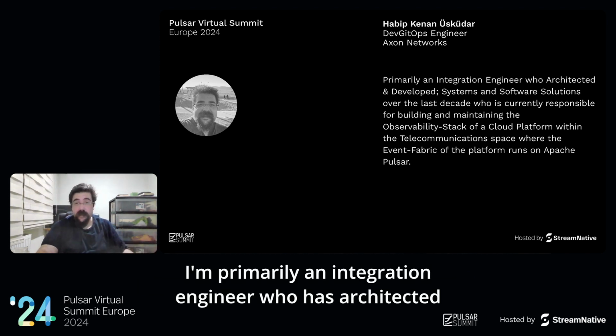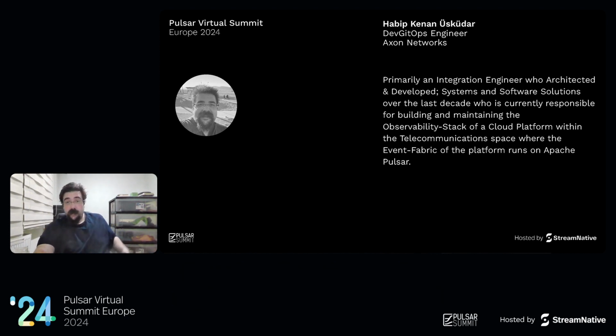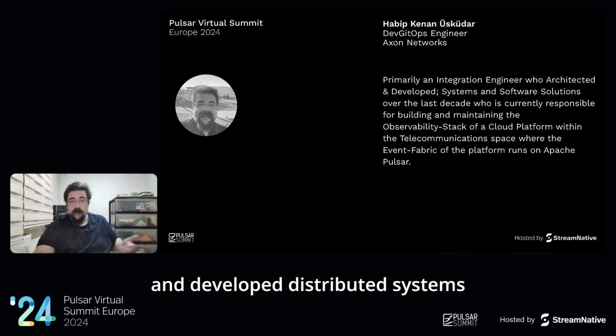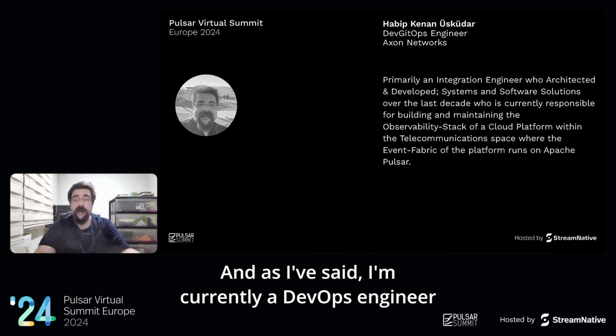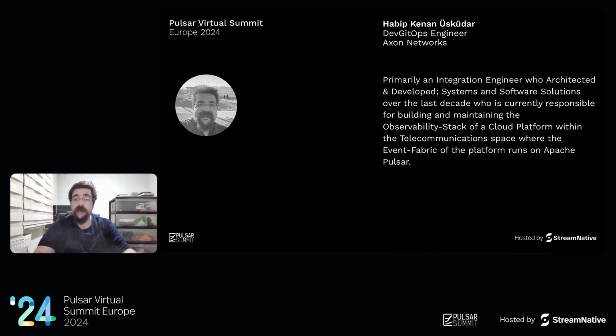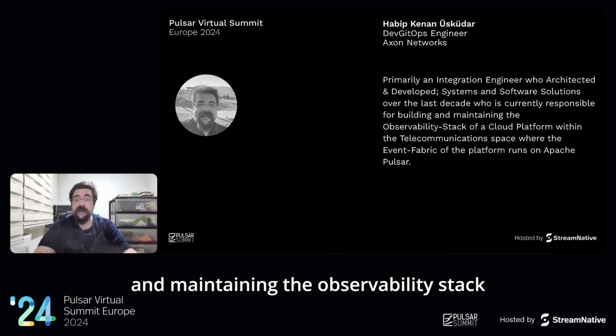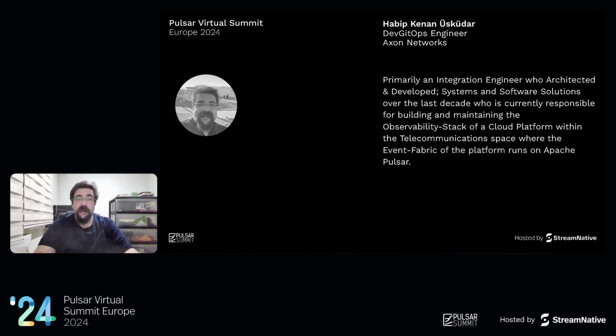Before I start, a bit about myself. I'm primarily an integration engineer who has architected and developed distributed systems and software solutions on them for more than the last decade. As I said at the start, I'm currently a DevGitOps engineer with Axon Networks, maintaining the observability stack for our cloud native platform there.